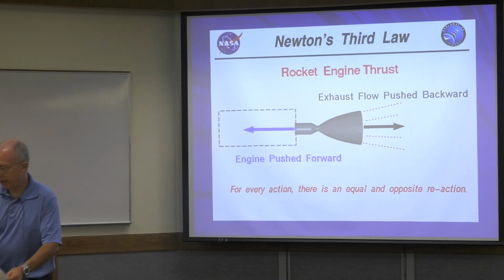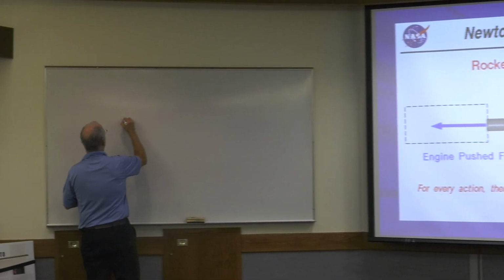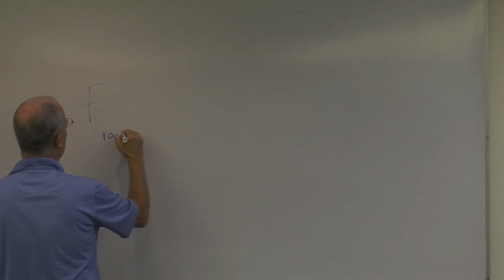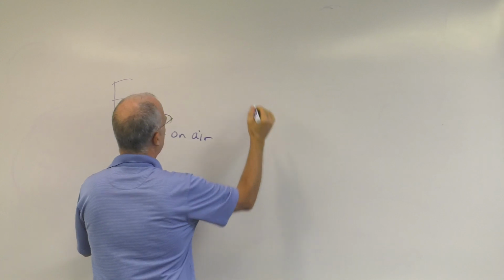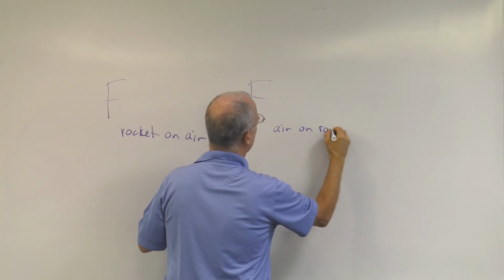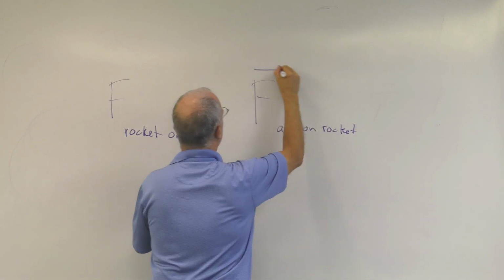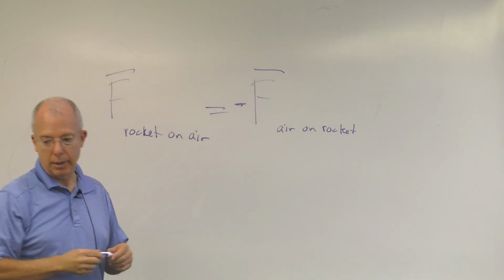So let's do this again. You have the force, rocket engine on air. Then you have the force, air on rocket. And again, they're equal and opposite.